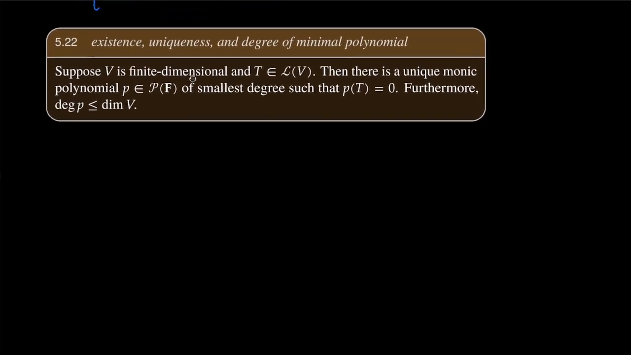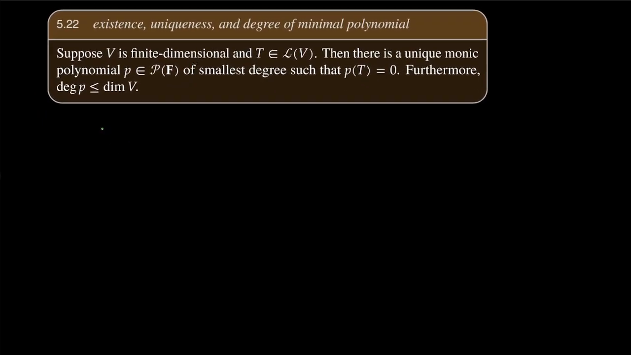All right. We'll use this to define something called the minimal polynomial of an operator. And I'm going to do a proof that is totally different than what's in your book. This is, I think, a proof of my own creation, and I think it is much simpler. So if v is finite dimensional and t is an operator on v, then there's a unique monic polynomial p over the field of smallest degree such that p of t is equal to 0. Furthermore, its degree is less than or equal to the dimension of v. All right, that's the claim. Now, let's do it. Proof.